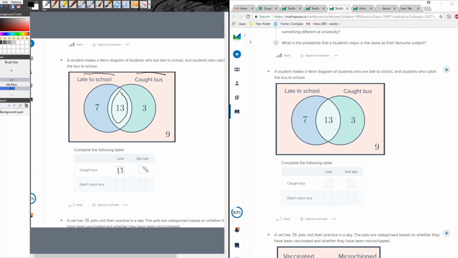So these people were not late and caught on a bus. So the caught on a bus circle is this one, but we don't want people who are late, so we can get rid of this. So this would just be 3. And these people down here are late, but they did not catch a bus. We can see that they're 7. And these people down here were not late and did not catch a bus. So we get rid of all the people who are late and all the people who caught the bus. We get 9.